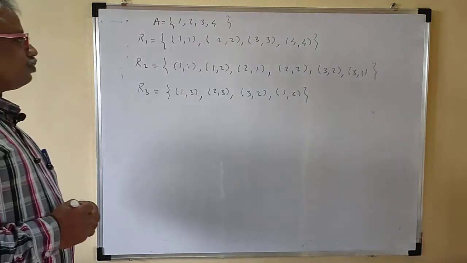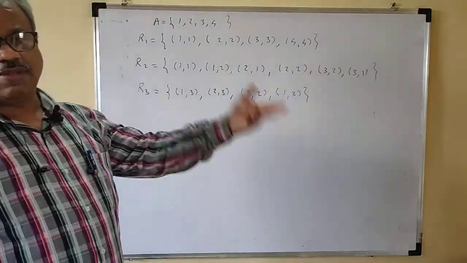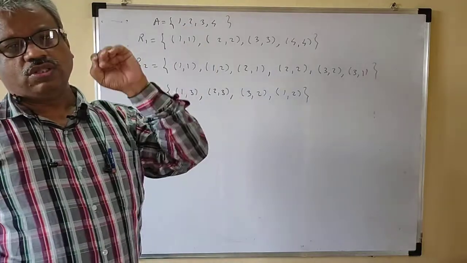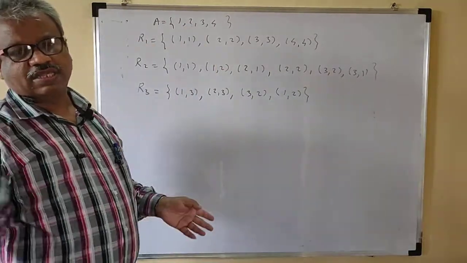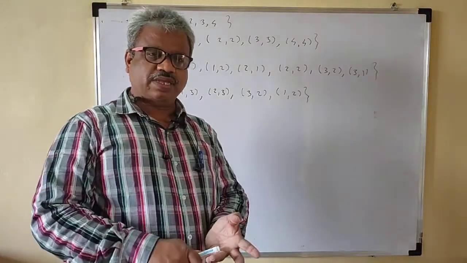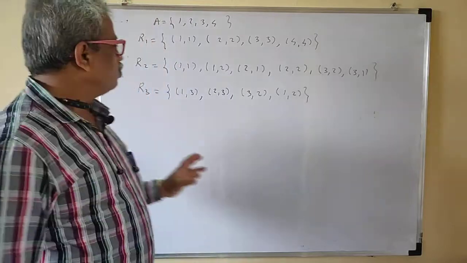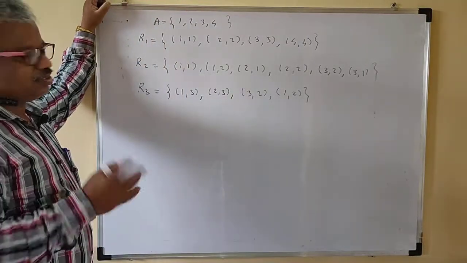Okay. Now check here. This is the identity relation. Every element is related to itself. So this is reflexive, this is symmetric, this is transitive. That means if the identity relation is there, then it is always symmetric, always reflexive, always transitive. Okay. So now we'll check the second one. This is related to the identity relation. No problem for this one.